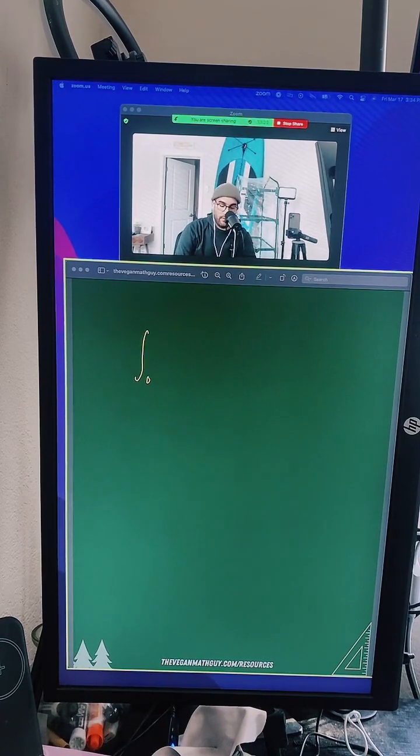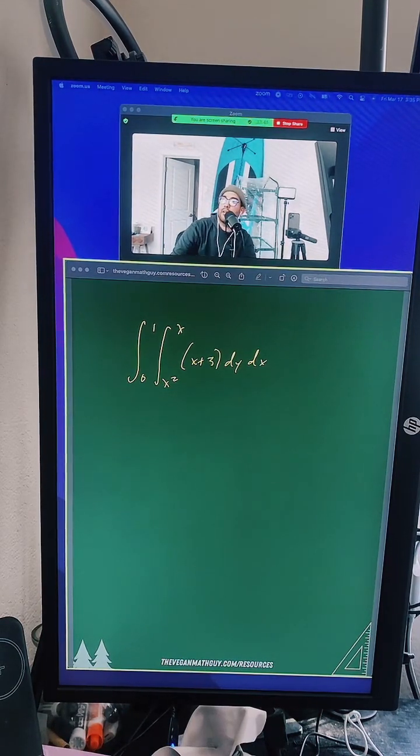We have integral from 0 to pi over 2, integral from 0. Nah, that's too easy. It is way too easy. But we'll kind of start off with this one: integral from 0 to 1, integral from x squared to x of x plus 3 dy dx. This is a typical double integral that they start off warming you up with.